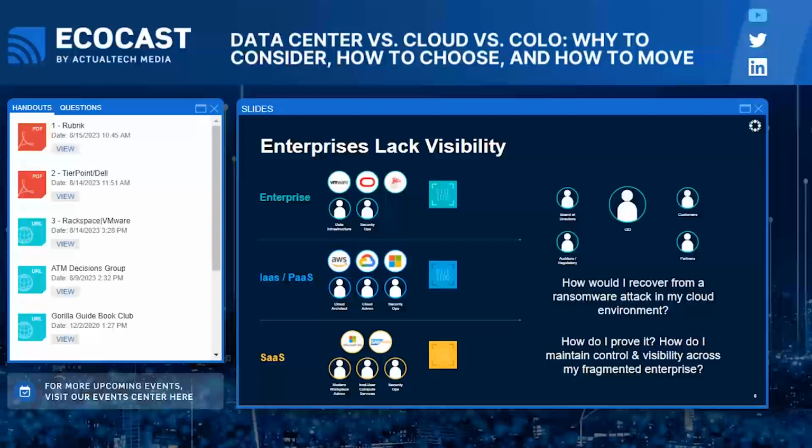We also know that from the C-suite and the board, all of these folks are getting the same questions, right? How would I recover if my environment were impacted? How can I prove it? How can I maintain control and visibility across a fragmented enterprise, when I have some critical assets that live on-prem, some critical assets that live in a cloud services provider, and other critical assets that live in SaaS platforms?